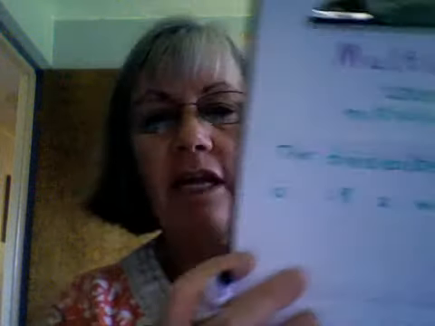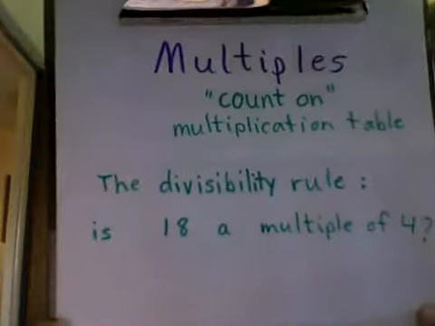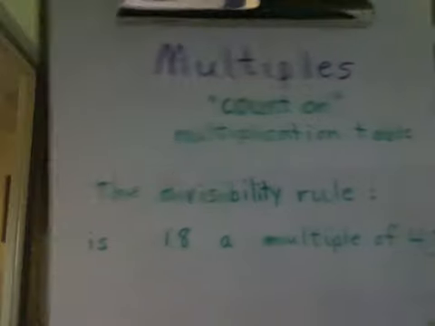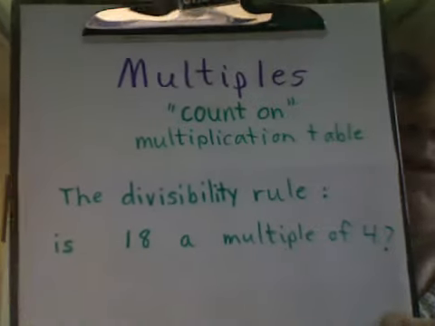If the answer is yes, we know that 18 is a multiple of 4. But if there are leftovers, turns out that 18 is not a multiple of 4. And that's how multiples work. The divisibility rule involves dividing the smaller number into the number you're trying to figure out.